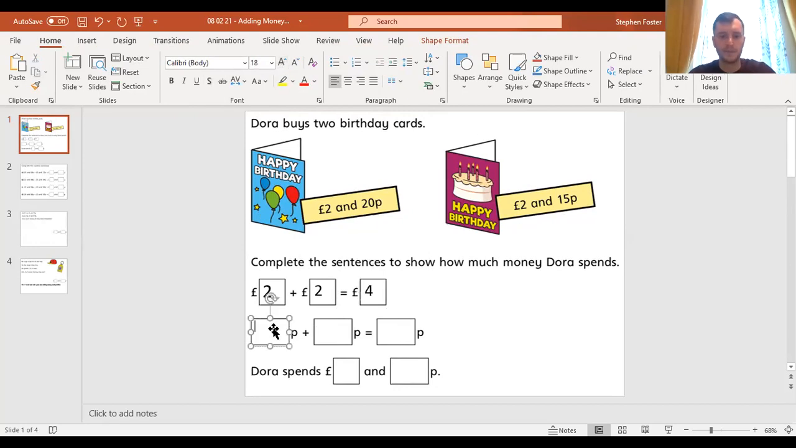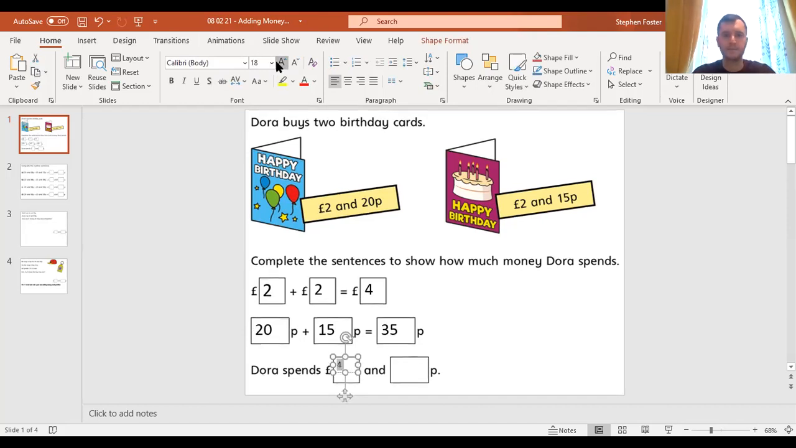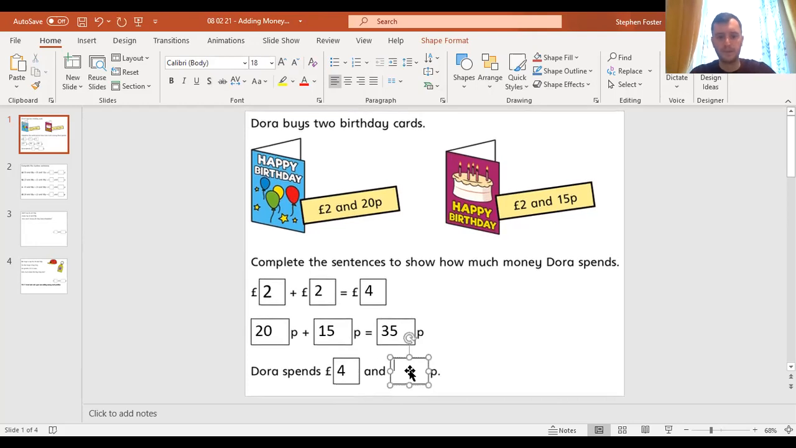Next, I have my pence. 20 pence plus 15 pence. Oh, I don't need the pence sign in there, it's already next to my box. And that's going to be 20 plus 10 would be 30, plus an extra 5, that would be 35 pence. Now I put them together, and the answer would be £4.35. I put my £4 in there, and 35 pence in there. Well done if you had that one. Let's move on to the next question.